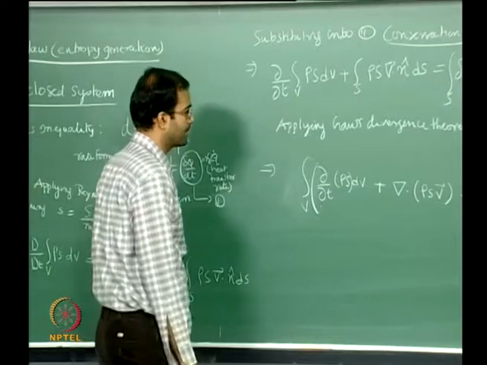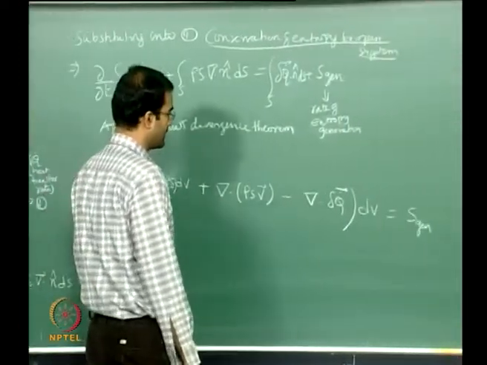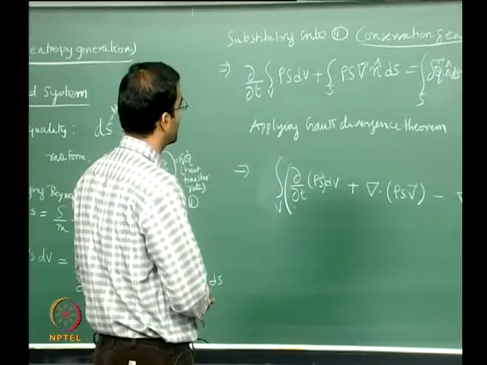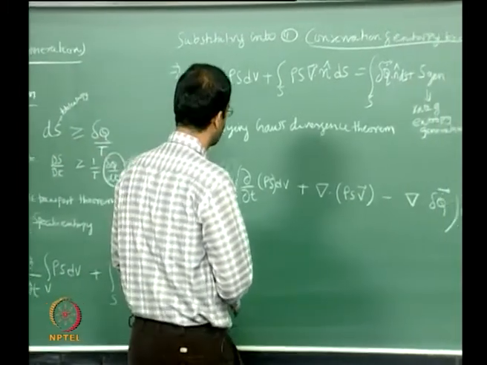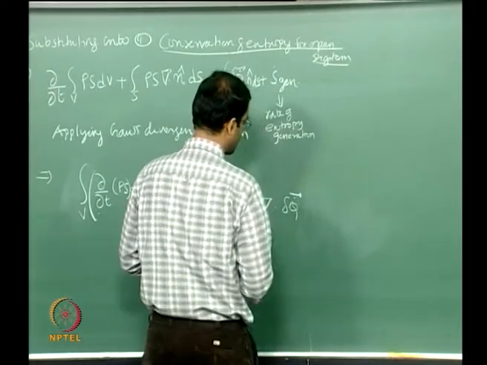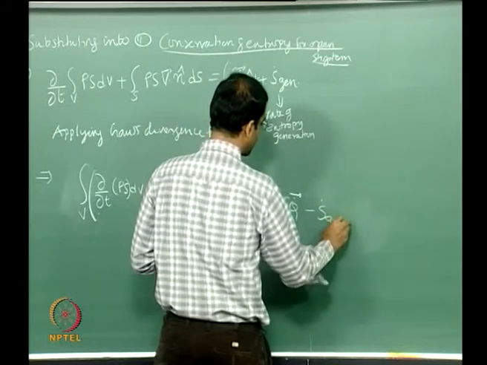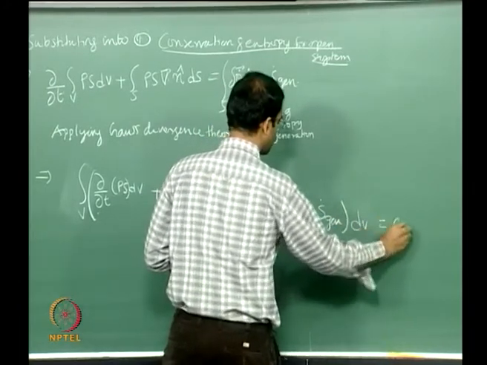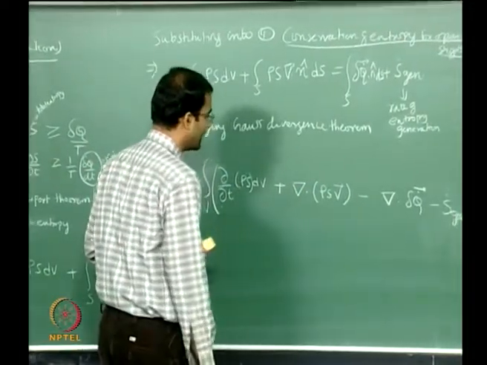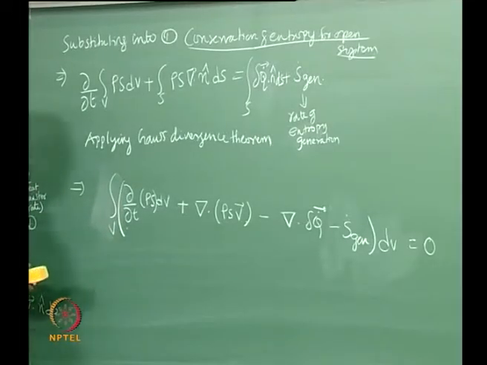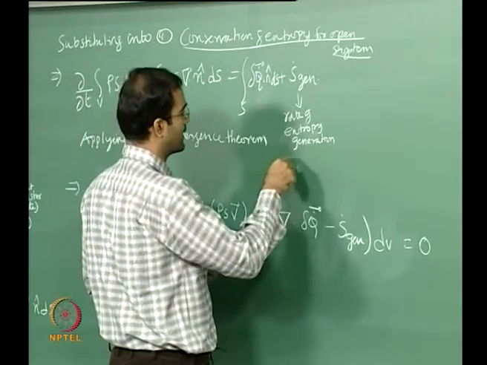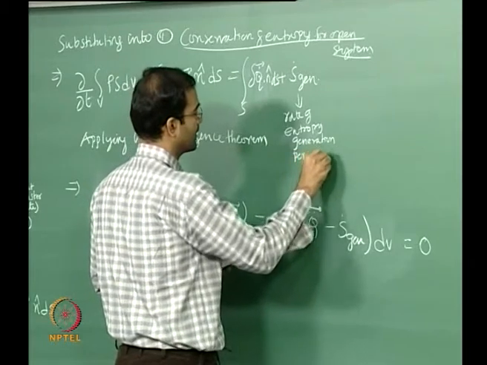So therefore I can also say that, I want to look at the entropy generation for the entire volume, so I can also bring this inside, minus S dot gen, dV equal to 0, right, so that I can separate out the integrand, okay, and write finally a partial differential equation, okay. So strictly speaking, this entropy generation is per unit volume here, rate of entropy generation per unit volume.